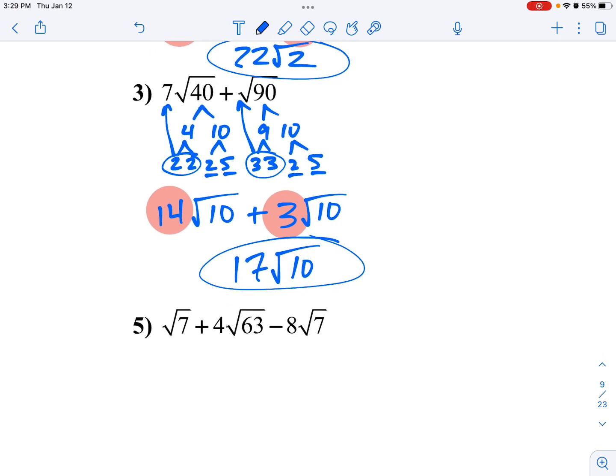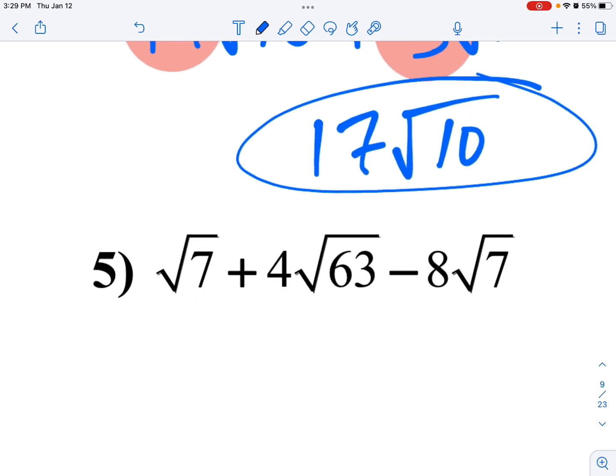So number 5 has 3 things to it. There's a radical 7, which doesn't break down. And this is a radical 7, which also doesn't break down. So I bet I'll be able to combine those. Remember, there's like a 1 here. So 1 radical 7 minus 8 radical 7, I can combine those, but I wonder if this one will combine also, because I know 63 breaks down. It's 9 and 7. 9 is 3 and 3.